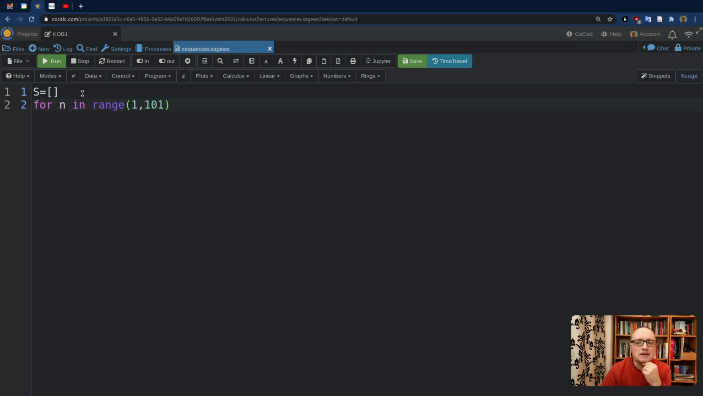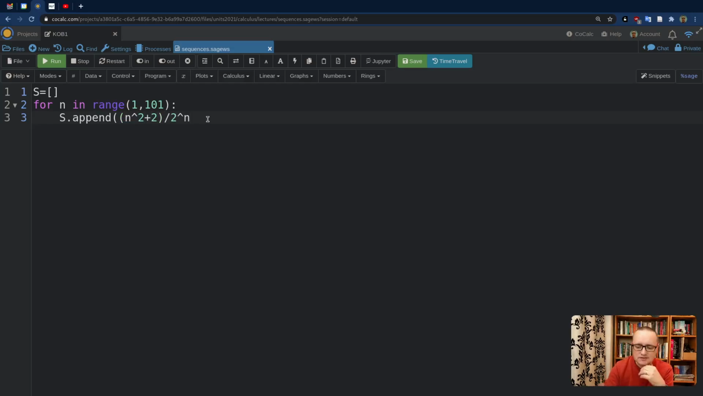So this range command, range from 1 to 101, will give me an iterator of the integers starting at 1 and ending at 100. It ends at 1 less than the ending argument. So this gives me the for loop, and then I could append onto a list. If you have a list in Python, you can append, which means add an element to the end of the list. So we'll append n squared plus 2 divided by 2 to the n.